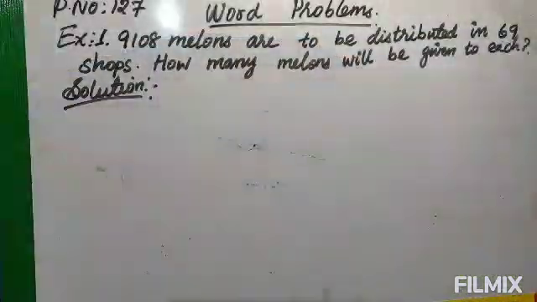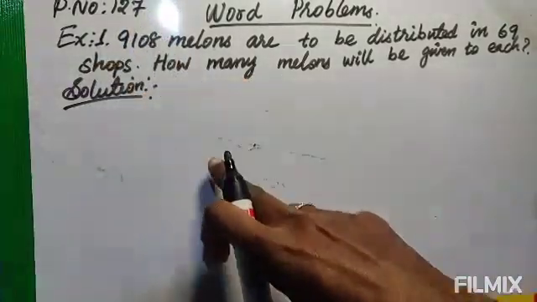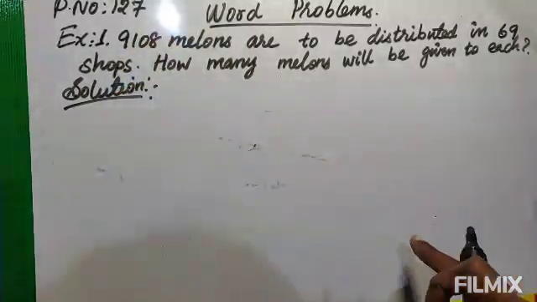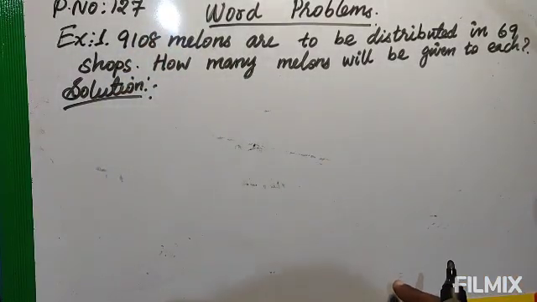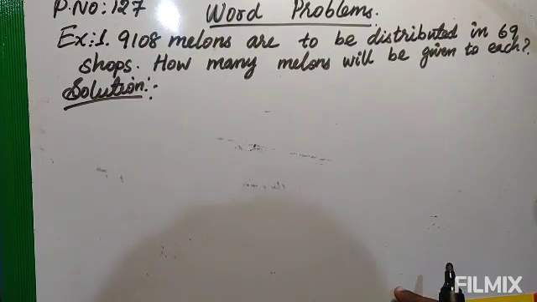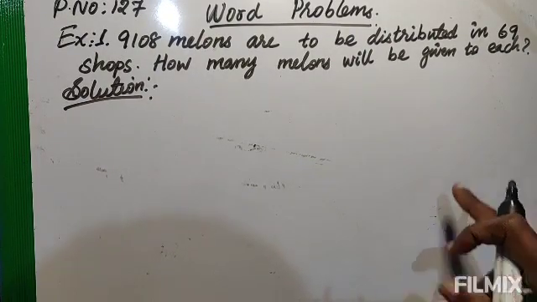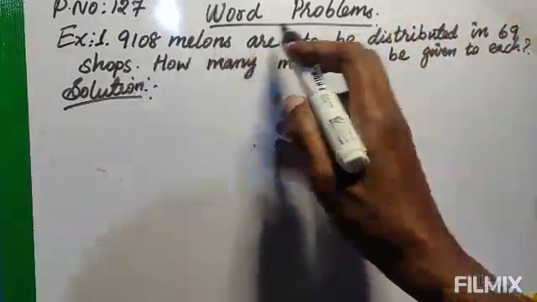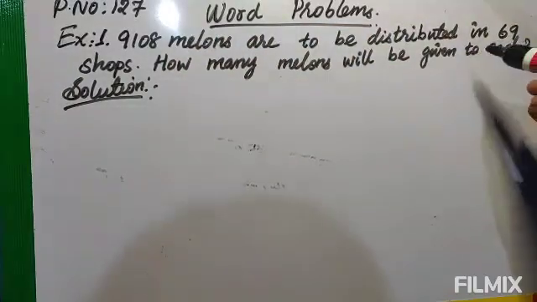Good morning children. Today we are going to learn the word problems in division. Here is the example I have given from page number 127. 9,188 melons are to be distributed in 69 shops. How many melons will be given to each? So they are asking, 69 shops are given, how many melons for 69 shops?